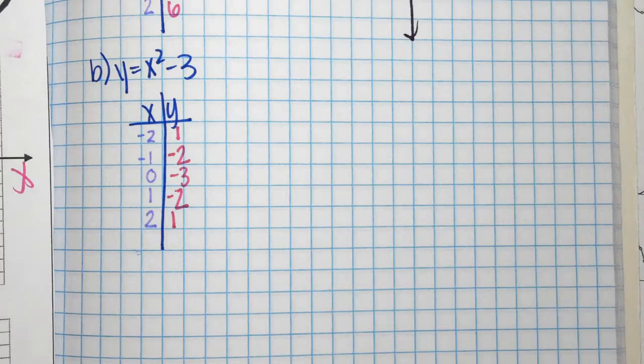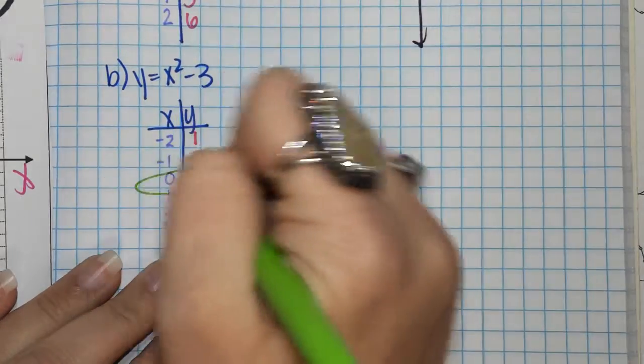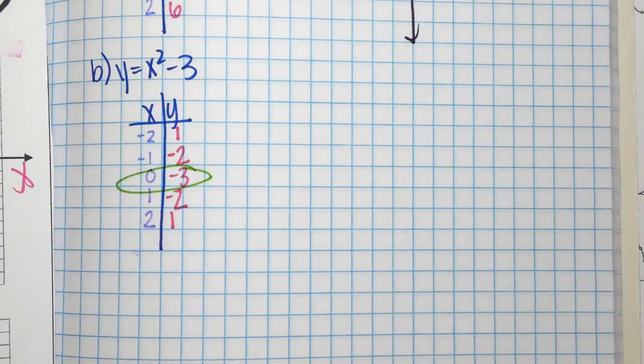All right, what's our vertex this time? 0, negative 3.